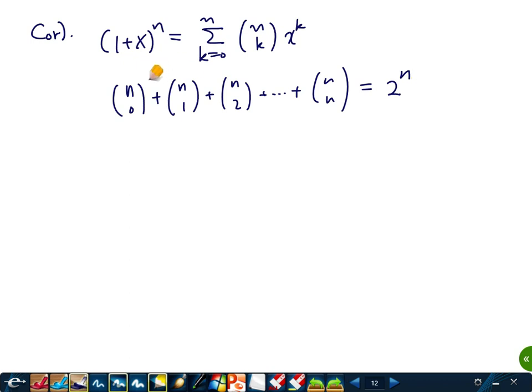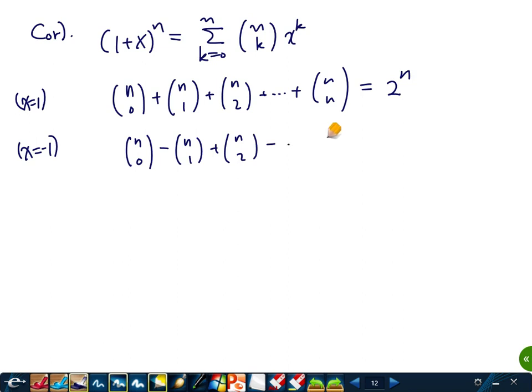And now, here, I said x equals 1. I said x equals minus 1 now. Let's say x equals minus 1. Then x to the k will be plus or minus 1 depending on the parity of k. And if you set x equals minus 1, this will be 0. So the 0, and here we have the alternating sum, n choose 0, n choose 1, n choose 2, minus, etc. Right? Equals 0. Or equivalently, let's move all the negative terms to the other side.